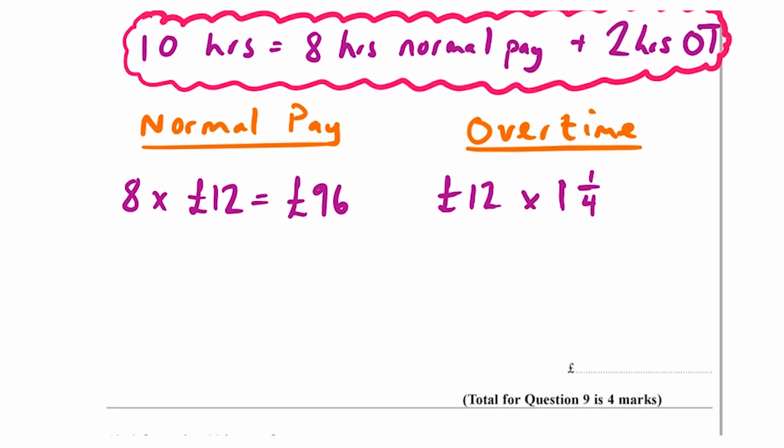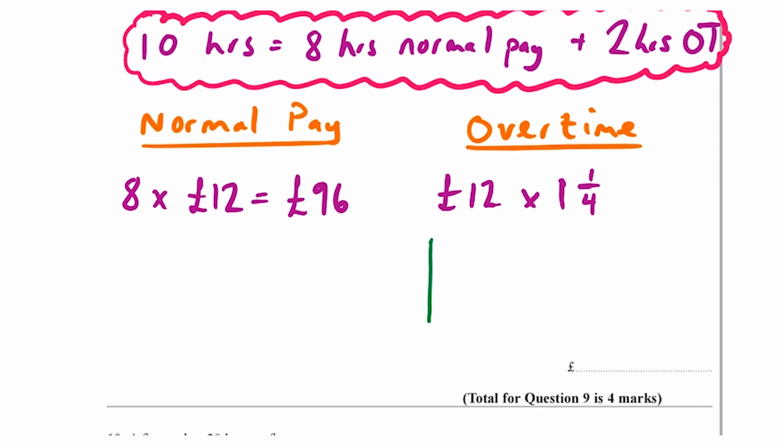I'm just doing the grid method for that here. So I've got 1¼ across the top, 12 down the side. So 1 times 12 is 12. And then 1/4 times 12, you might find it easier to think of it as 1/4 of 12. It's exactly the same thing. So 1/4 of 12 is 3. Let me just add those two together, the 12 and the 3. So that is £15. So he gets £15 per hour for each of his hours of overtime.